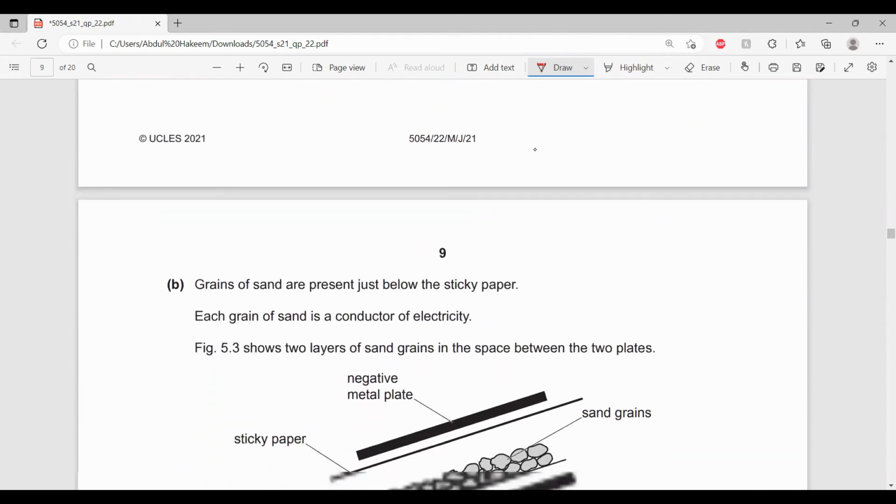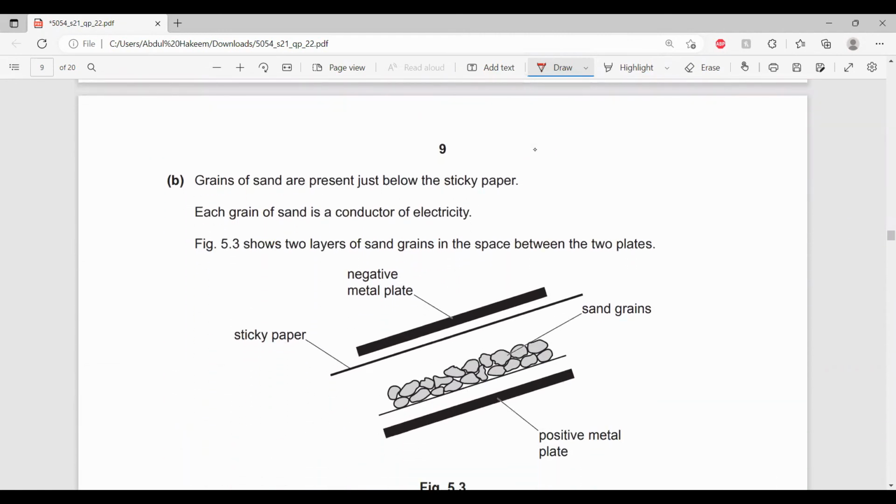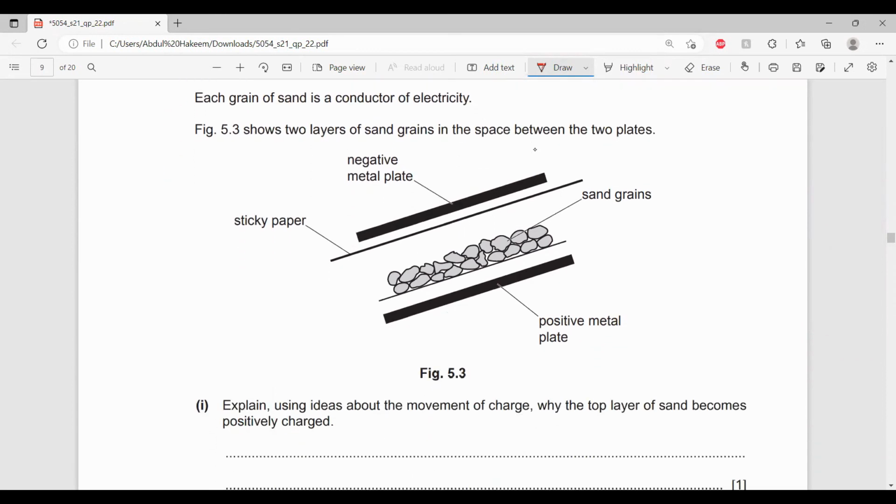Next, grains of sand are present just below the sticky paper. Each grain of sand is a conductor of electricity. Figure 5.1 shows two layers of sand grains in the space between two plates. So look at the sticky paper. These are the grains of sand. Explain, using the idea of movement of charges, why the top layer of sand becomes positively charged. So this is becoming positively charged.